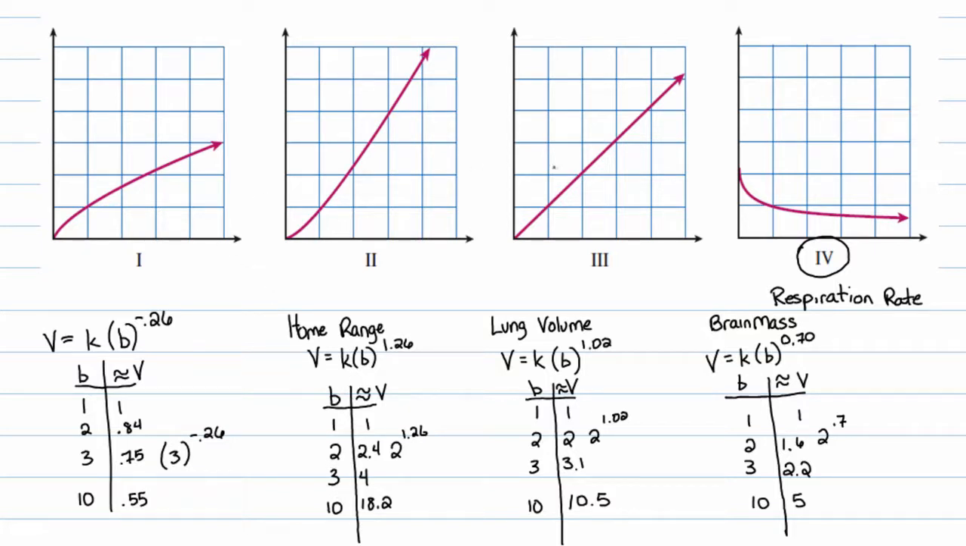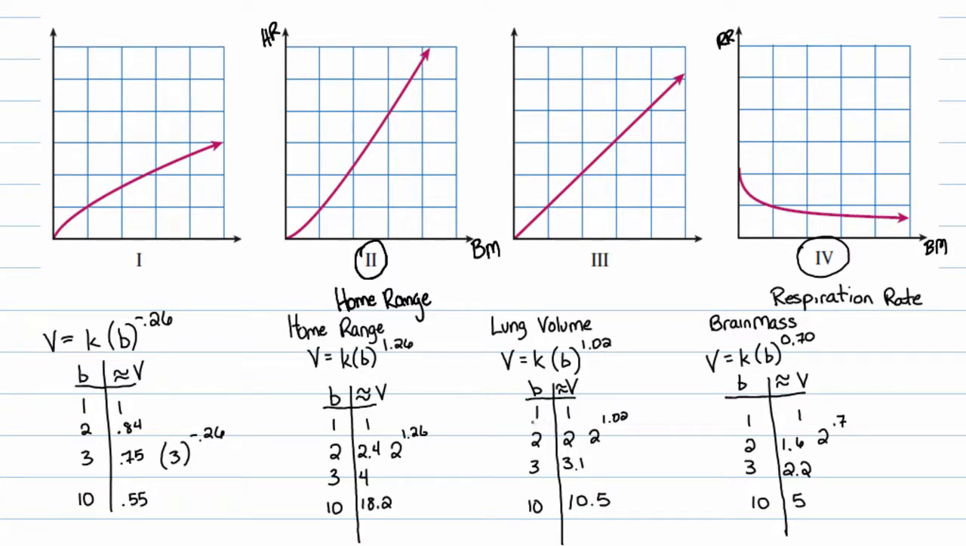So which of these remaining 3 graphs increases the fastest? Well, that would be this one. It increases faster and faster. So this must be the home range graph. So that's a graphical view of, remember, this is body mass versus home range. This one over here is body mass versus respiration rate.